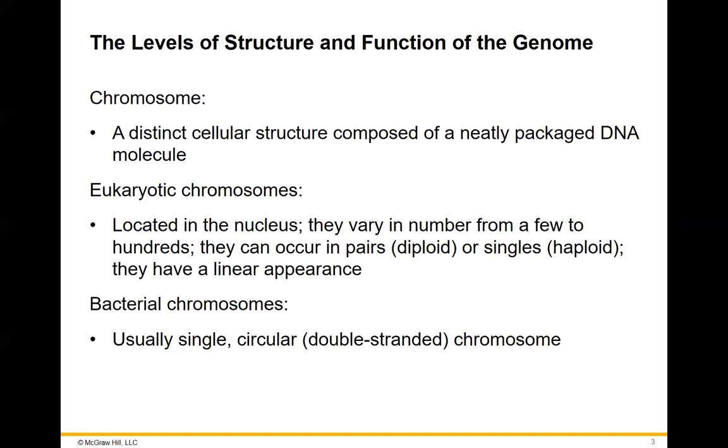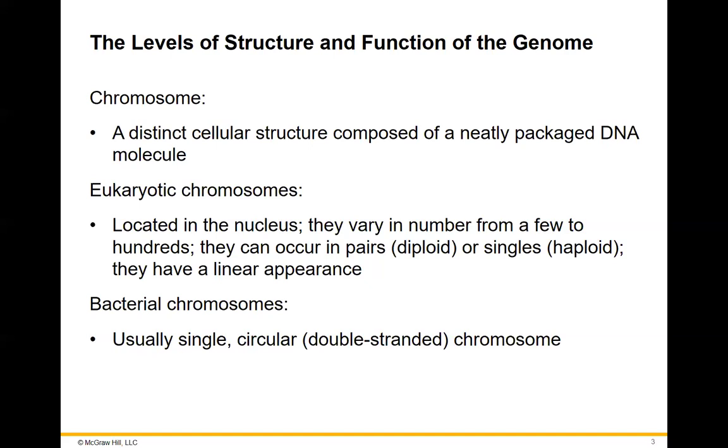But we have one linear chromosome per mom and per dad for each of our sets, right? So we have one from mom, one from dad for chromosome set 1, and so on for 23 sets. So we have 46 chromosomes, including your X and your Y.